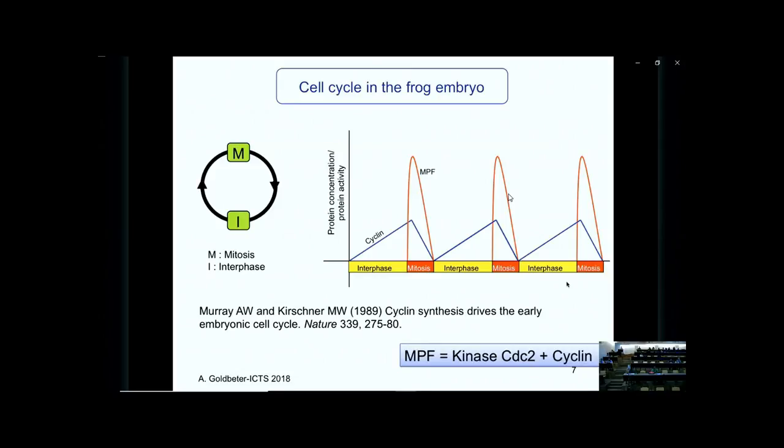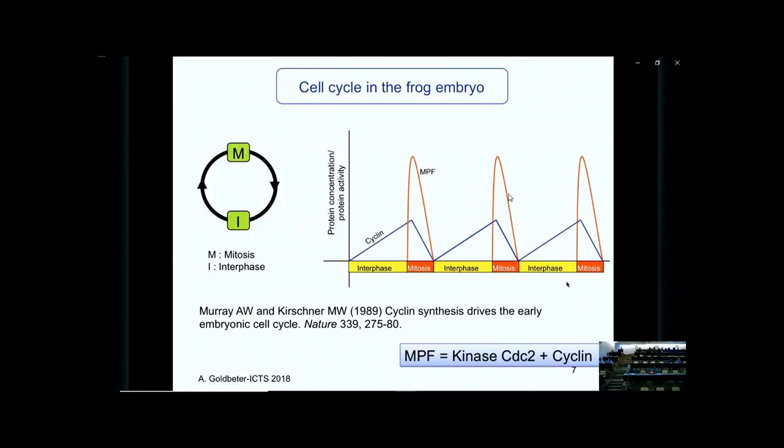And what Andrew Murray and Mark Kirschner, who were at Harvard, showed in 1989, a beautiful paper, is that cyclin synthesis is driving the early embryonic cell cycles in frog embryos. So this is really what is driving the succession of the early cell cycles.